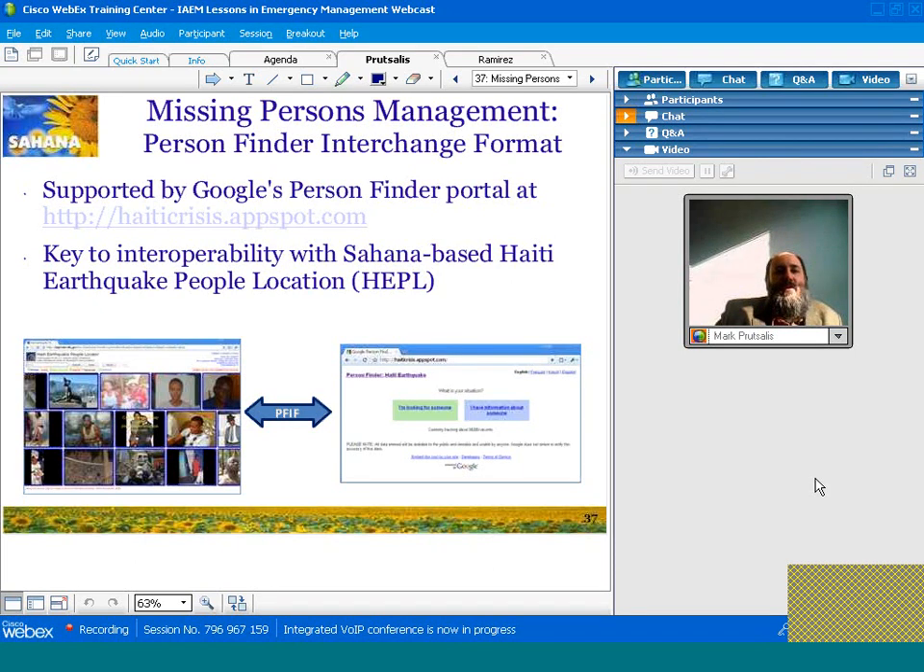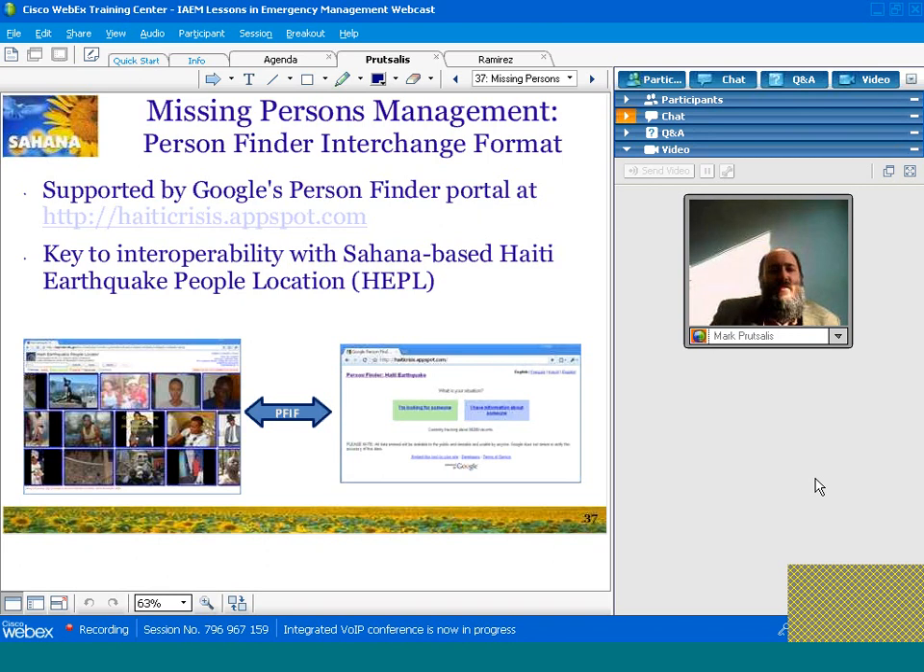And the reason why this works well is because the Person Finder system was based on an open data standard called Person Finder Interchange Format. And that allowed multiple systems to have interoperability with each other for missing persons information. So a record collected by the Haiti Earthquake People Locator would provide an update to the information in the master list that was maintained by Google Person Finder. And so the use of open data standards in this sense really added a lot of value and allowed people to add capabilities to a master repository.